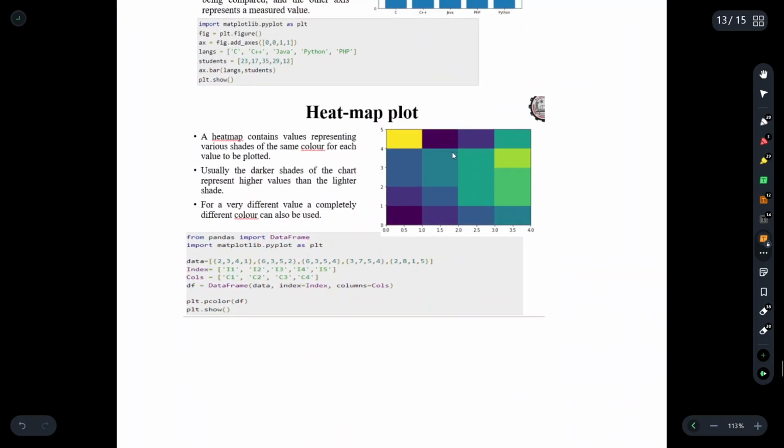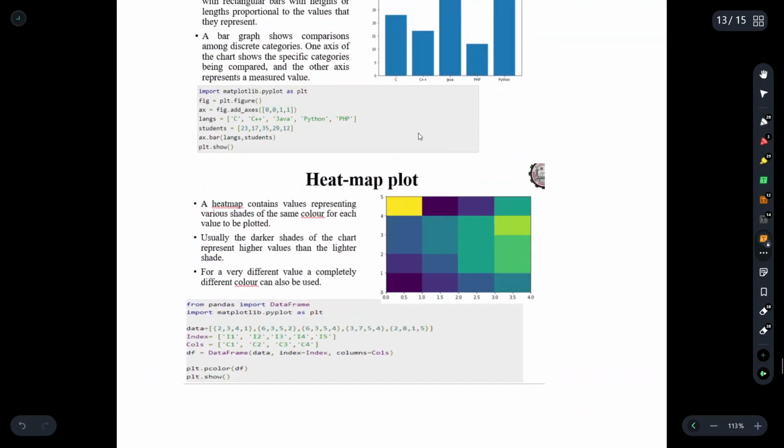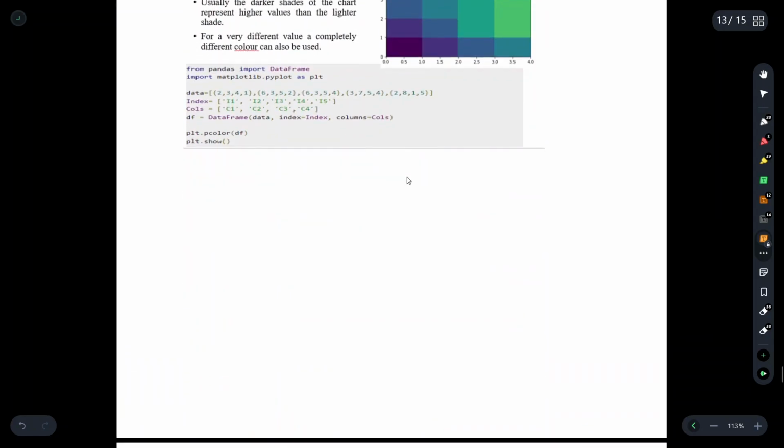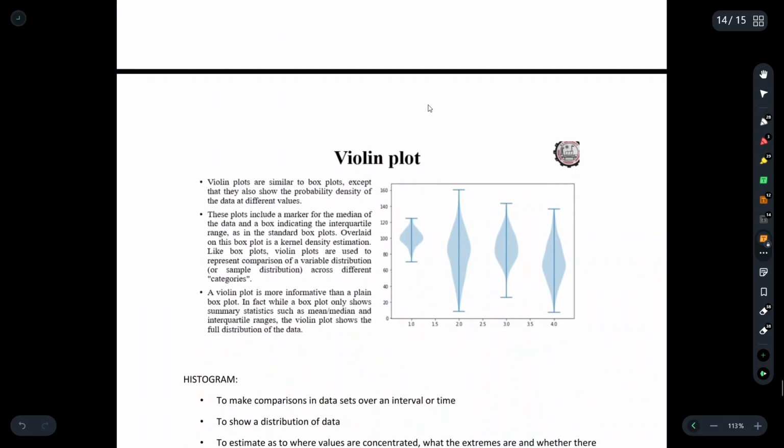So heat map plot. A heat map contains values represented by various shades of the same color for each value to be plotted. Usually the darker shades of a chart represent higher values than the lighter shades. For a very different value, a completely different color can also be used. So if the color is dark, it represents something higher, and if the color is light, it represents lower values. If it has a unique color, it represents a unique subject.